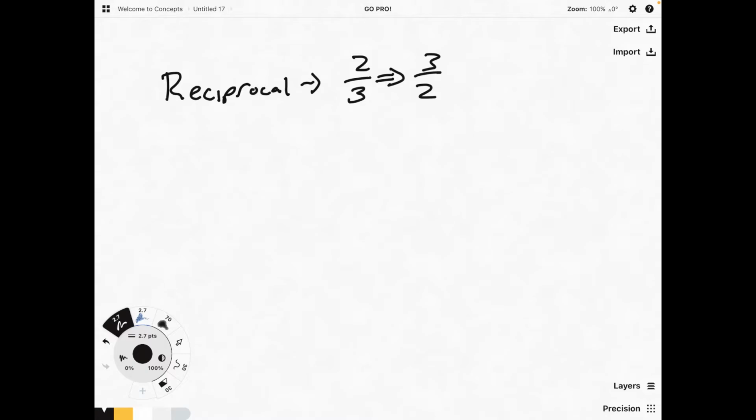But reciprocal means inverse. And that's just a fancy way of saying you just need to flip it upside down. So if we have 2 divided by 3, or 2/3, the reciprocal of 2/3 is 3/2. And all we did was flip it upside down. If we look at a couple more examples of reciprocals, we could have 3/7, and the reciprocal of that would be 7/3.